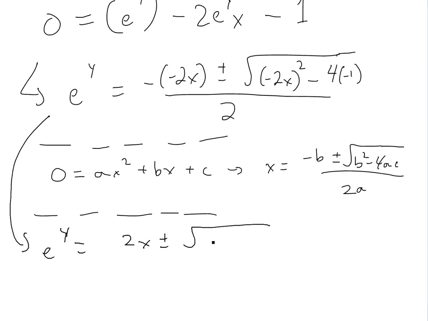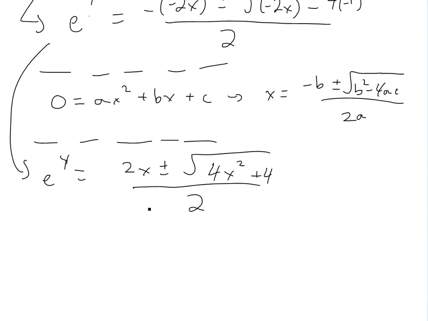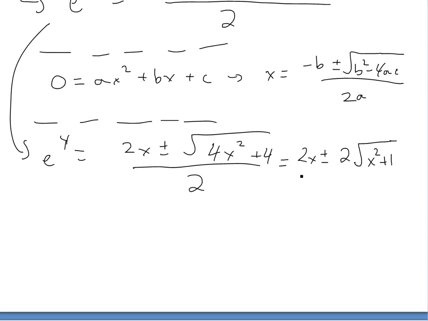4x squared plus 4, all divided by 2. And then if we were to simplify this further, this is going to be equal to 2x plus or minus, well, we could take the 4 out actually. We're going to have 2 times the square root of x squared plus 1, because if you were to multiply it inside, you would just square it. So we can take it out like that, divided by 2. And then this equals x plus or minus the square root of x squared plus 1.